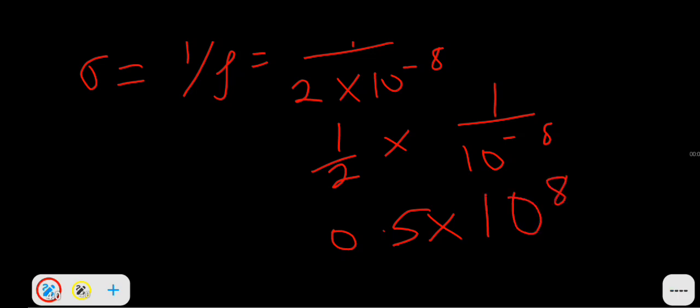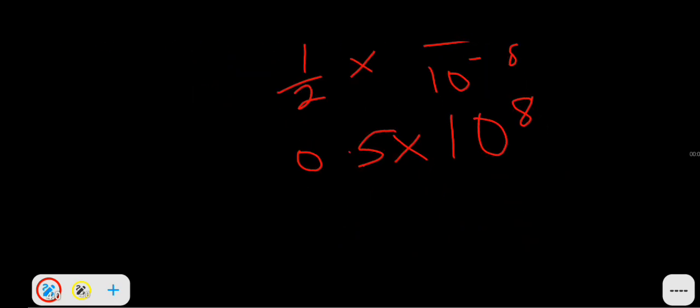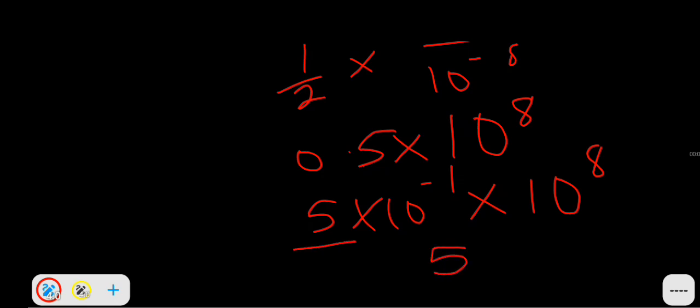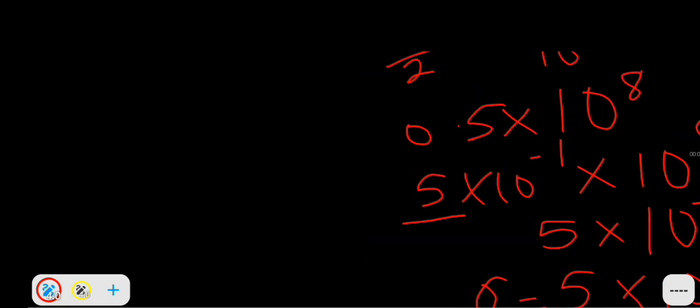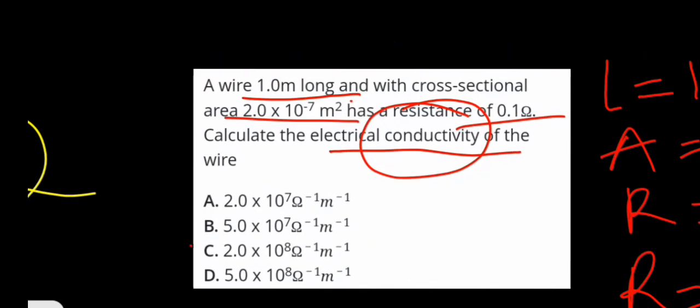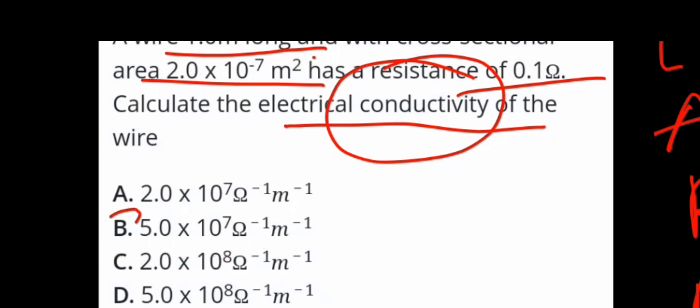But this answer is not in the options, so you need to break it down further. 0.5 is 5 times 10 to the power minus 1. Then you have times 10 to the power 8. Your 5 will appear here. Use indices and add these: minus 1 plus 8. That will be 10 to the power minus 1 plus 8, and that will give you 5 times 10 to the power 7. So this is the conductivity. You can look for that in the options: 5 times 10 to the power 7. So the answer is option B.